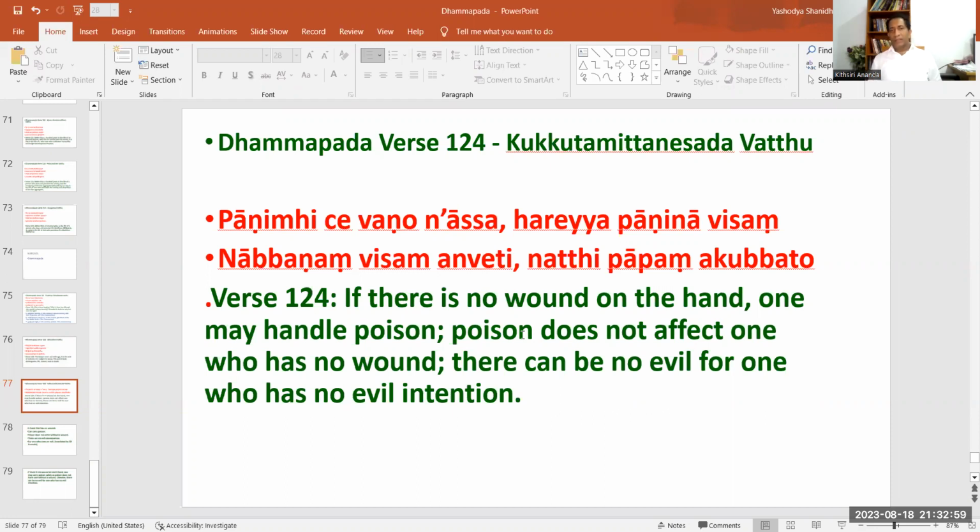Otherwise, I can carry even poison on my palm. I never get infected. That's how I explained it. Likewise, even though something happened unintentionally, I'm not responsible for bearing evil consequences.